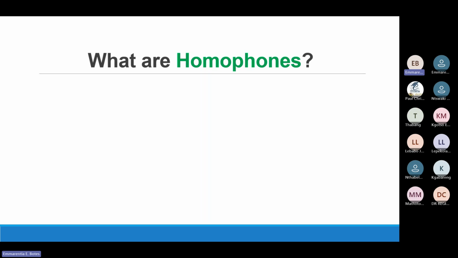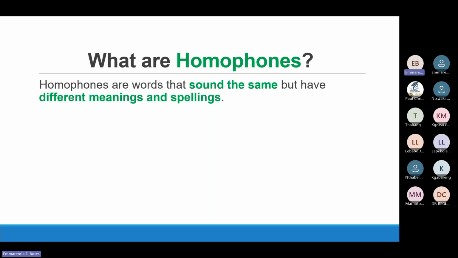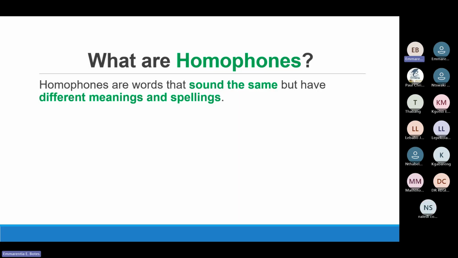So now we're going to look at homophones. How do you remember this? They sound the same. So homophones are words that sound the same, but have different meanings and spellings. If you think about, for example, putting on your headphones, then you can hear the music, the sound. So they sound the same, but when you look at them, they are different. So they have different meanings and different spellings.